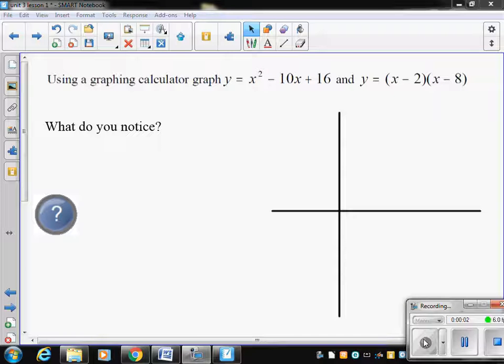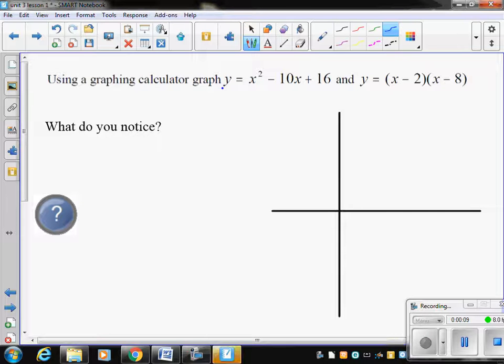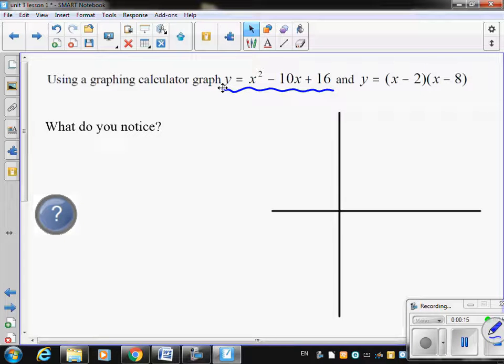3, and we are on Unit 3, Lesson 1. And we're going to start by looking at this equation, y equals x squared subtract 10x plus 16 on a graphing calculator, and also y equals x subtract 2, x subtract 8 on the graphing calculator. And so we're going to practice a bit today, but I'll show you what I'm doing.